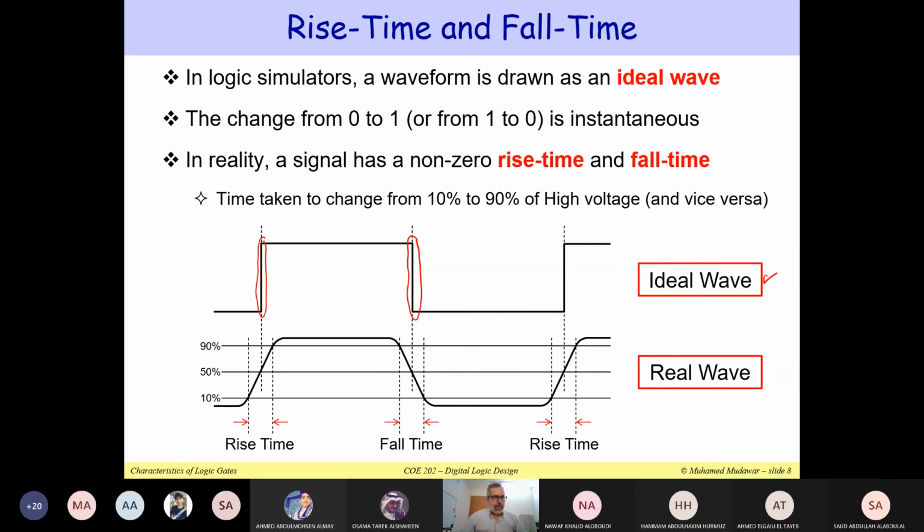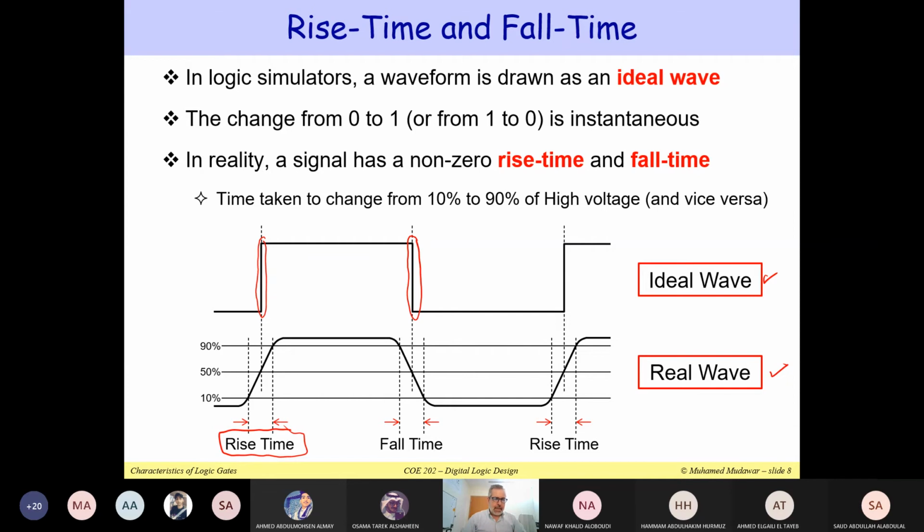This is how logic simulators will draw the waveform. Okay, they will not really show the rise time and the fall time. A real wave is shown below. So notice how it takes time for the signal to go from 0 to 1. So this is what I define here as the rise time. So the rise time is defined, okay, for a given signal.